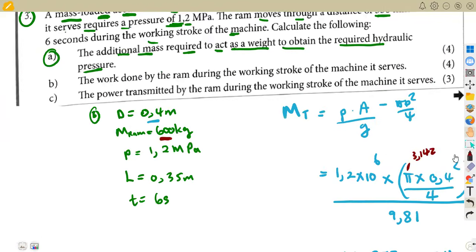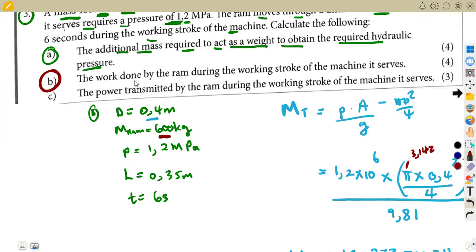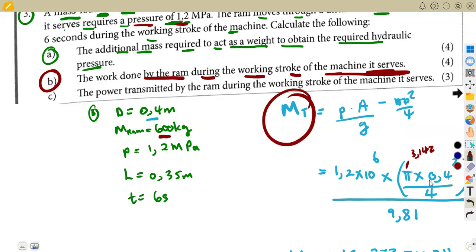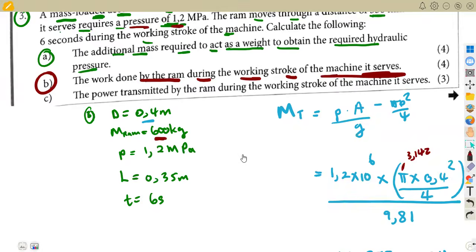On this part, they need us to calculate the work done by the RAM during the working stroke of the machine it serves. It is supposed to serve this machine, which is applied at a pressure of 1.2. And when it is serving this, the total mass is the one that we calculated. So you can calculate the work done. Remember, work done is force times distance.